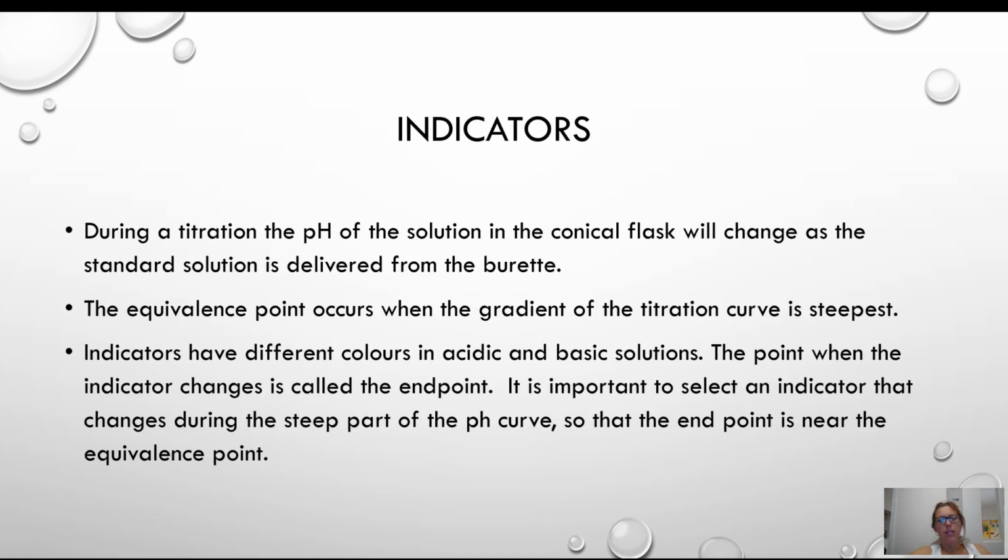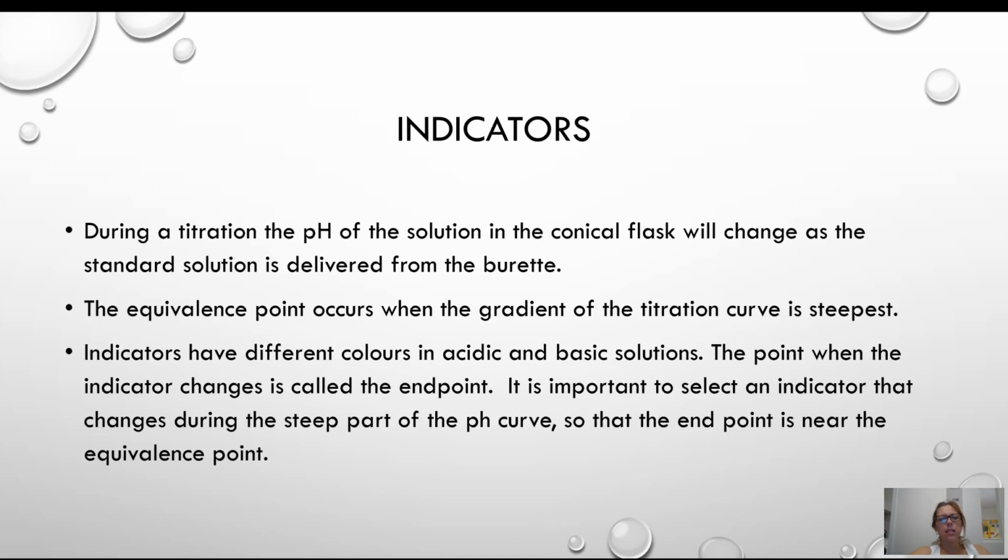Now, obviously, the indicator you choose is going to be dependent on what's actually reacting in the vessel. And we're really needing to look at where that equivalence point, or where we predict that equivalence point, is going to occur. So indicators have different colours in different acidic solutions, different basic solutions, and in different neutral solutions. And where that indicator changes is called our endpoint. Now we want our endpoint to be fairly close to where the equivalence point is, and that will come down again to your technique.